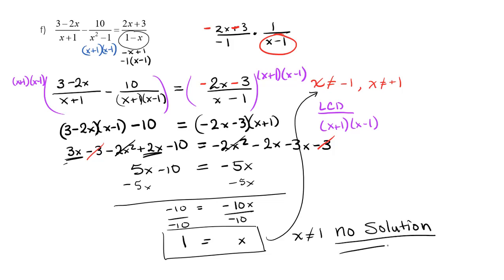So this won't happen all the time, but it's really important to remember to list the restrictions on the domain before you solve your rational equation, or you will likely find a solution that actually doesn't exist given the restrictions.